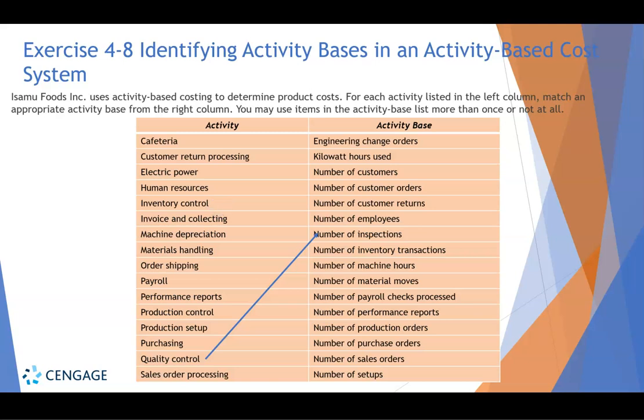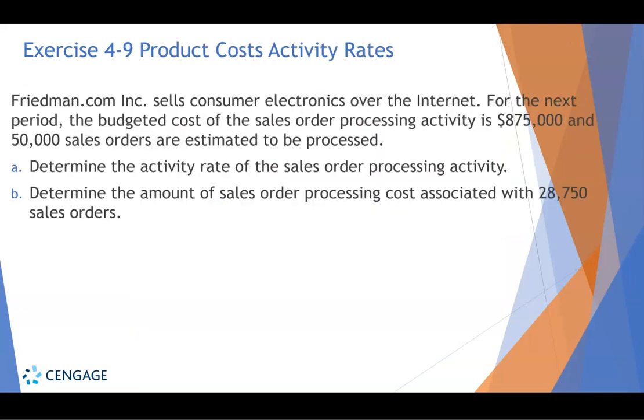Quality control, number of inspections. And sales order processing, number of sales orders. So guys, it's pretty straightforward. It really makes sense, the order in which, or what the base is. Let's look at another one.